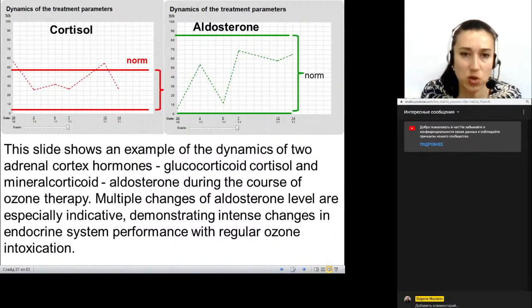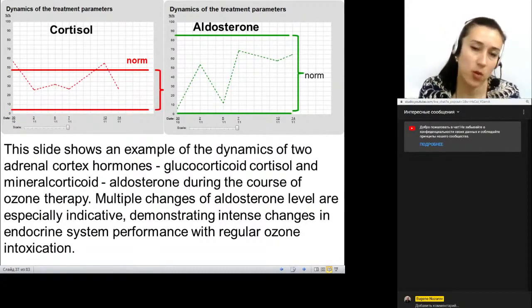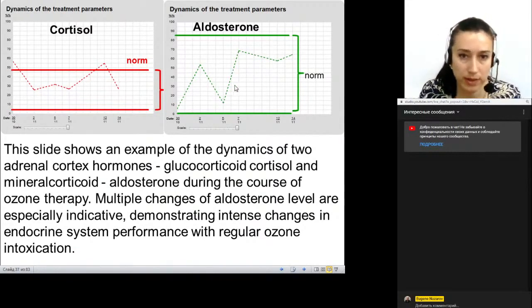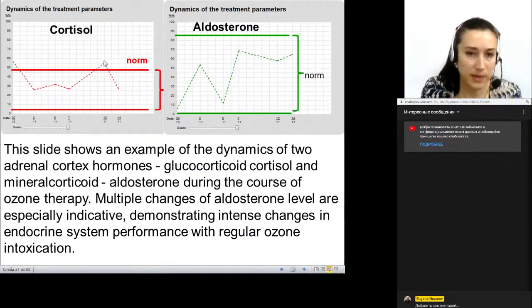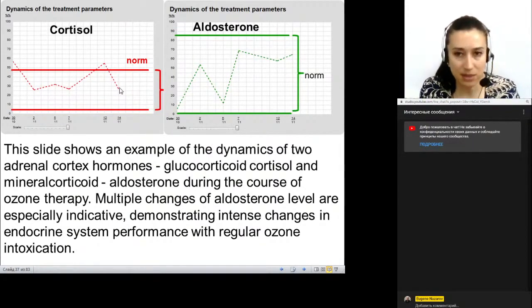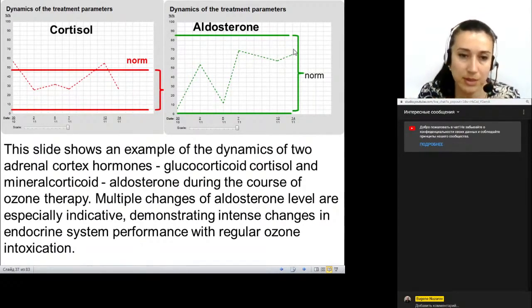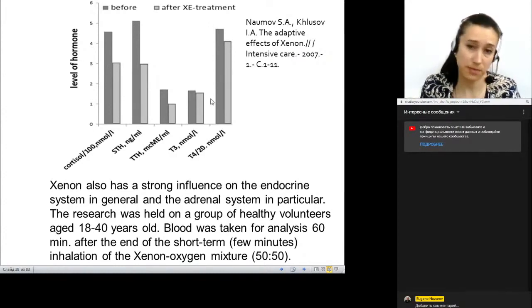So this slide shows us an example of the dynamics of two adrenal cortex hormones, glucocorticoid cortisol and mineralocorticoid aldosterone, during the course of ozone therapy. Multiple changes of aldosterone level are especially indicative, demonstrating intense changes in endocrine system performance with regular ozone intoxication. And xenon also has a strong influence on the endocrine system in general and the adrenal system in particular.